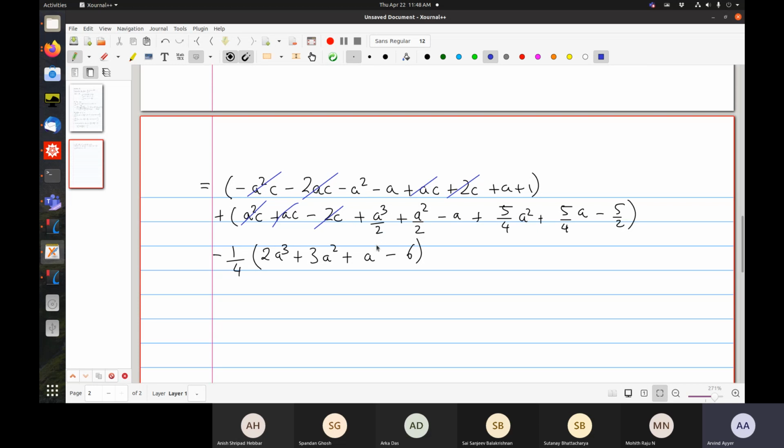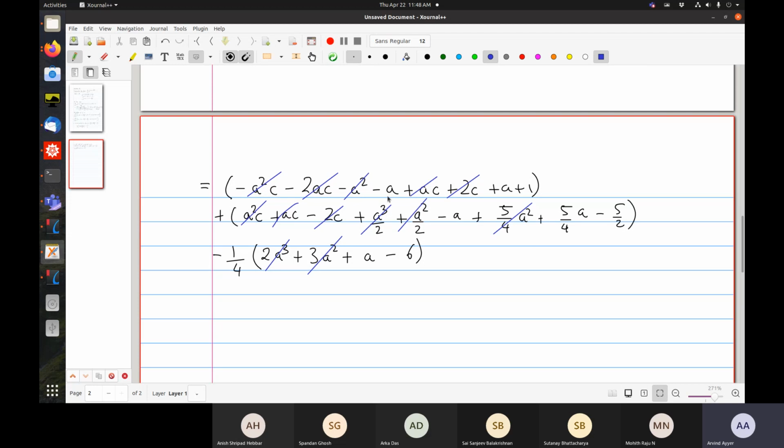Now let's look at a cubed. So I have an a cubed by 2 over here and a minus 2a cubed by 4 over here, which is the same thing. So they cancel out. Now let's look at a squared. So I have a minus a squared. I have a plus a squared by 2 plus 5 by 2, 5 by 4 a squared and minus 3 by 4 a squared. So 5 by 4 minus 3 by 4 is 2 by 4, which is a half. So that's with a plus sign. So I have a plus half a squared plus half a squared, that's a squared, which cancels this. Okay, so the a squared terms go away.